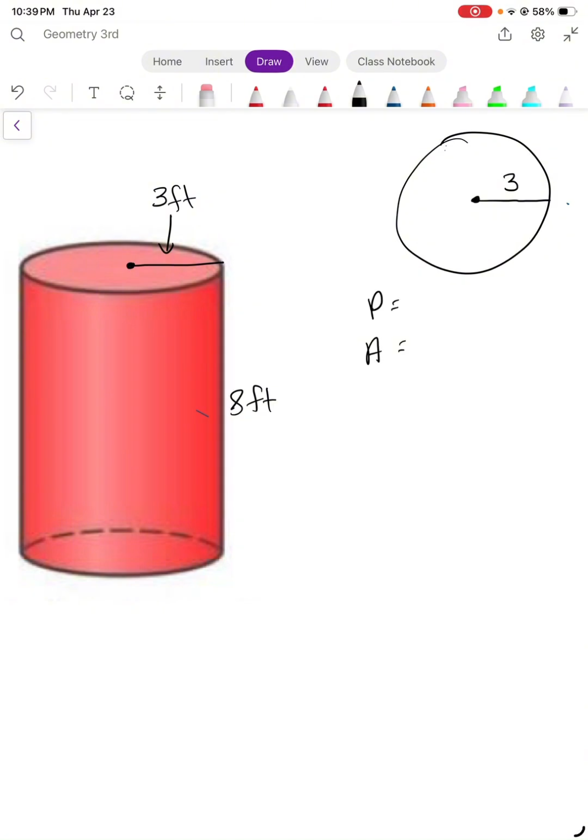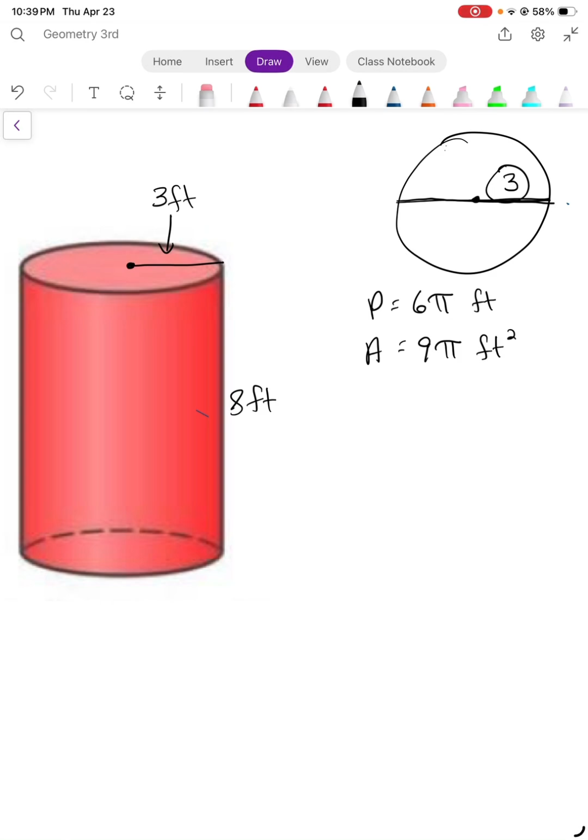Now, we know that the perimeter of the base has a special name. It's called circumference, the distance around. The formula for circumference is pi times whatever the diameter is. Since the radius is 3, that means all the way across will be 6. So pi times 6, we're going to leave it as 6 pi. And again, we're going to let everything be in feet. To find the area, you're going to square the radius and multiply by pi. So pi times radius squared, so that's going to be 9 times pi, and that's going to be in square feet.